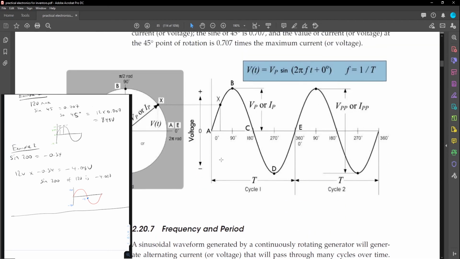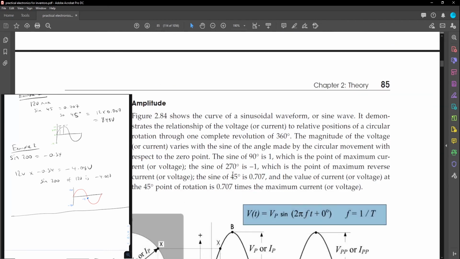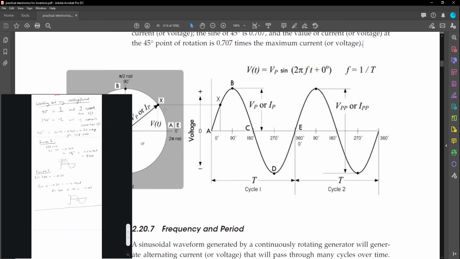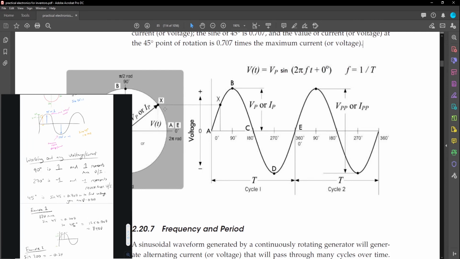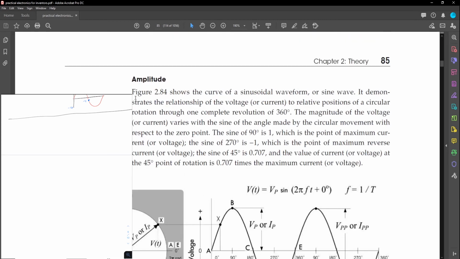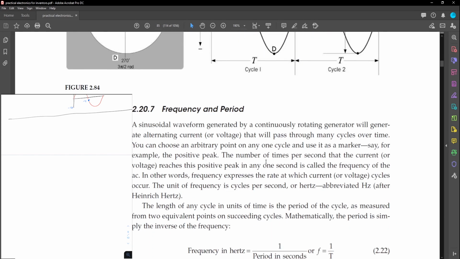Right, well, as it stands there in terms of amplitude, I feel like I'm super comfortable with that. I actually feel a lot better. Okay, so it only took me probably like an hour to do one paragraph. So let's move on to frequency. Frequency and period.